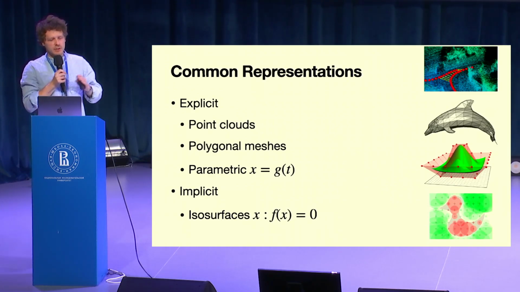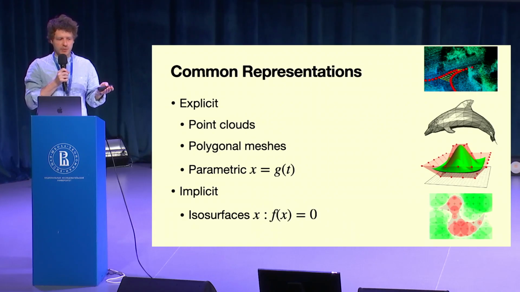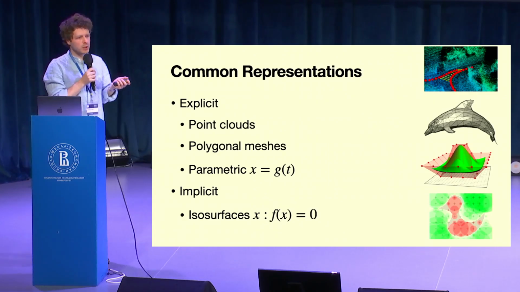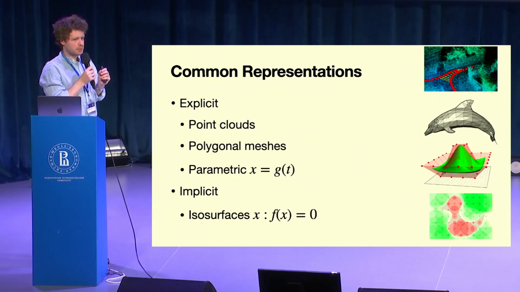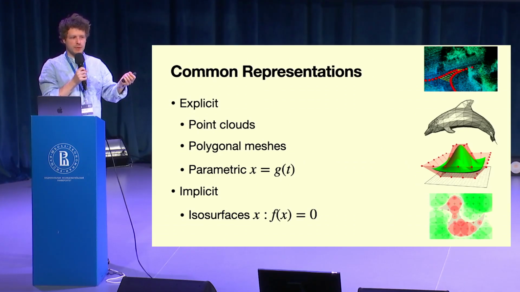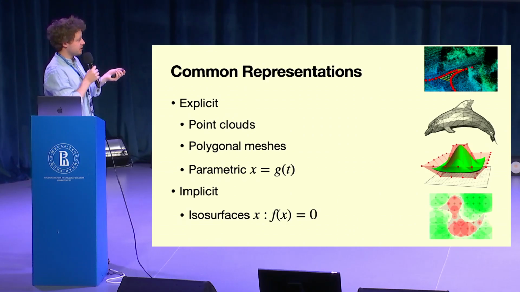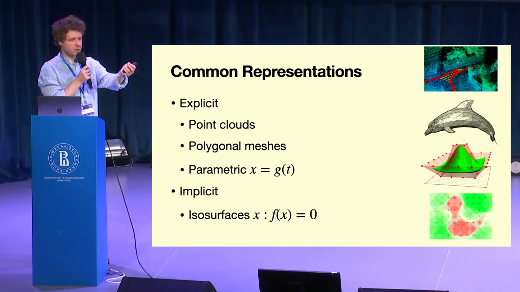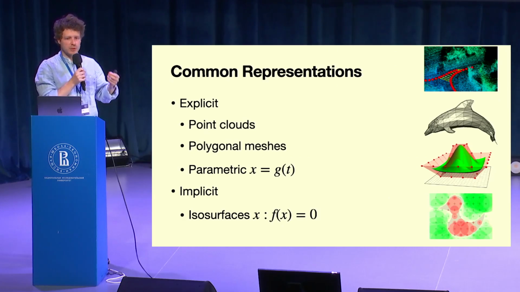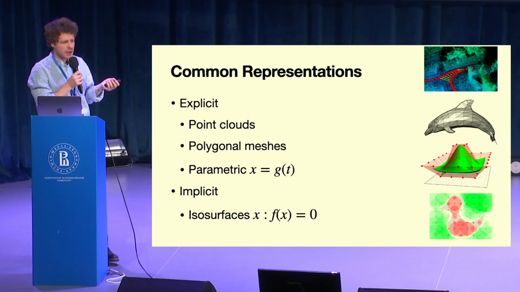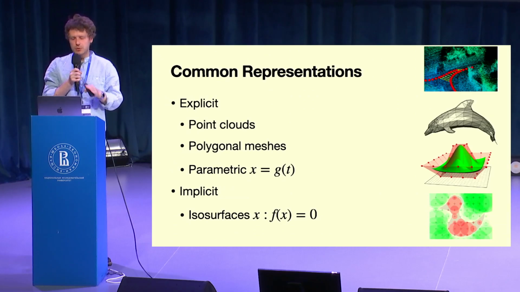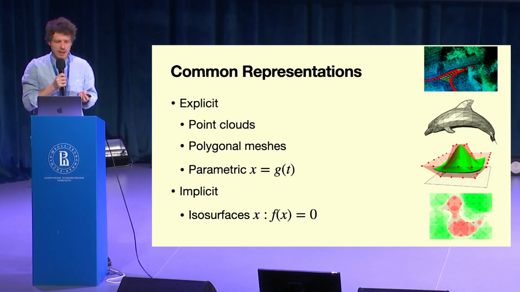Okay, so let's move on to another type of representations, implicit. While explicit representations dictated where the points of the surface are, so you were able to compute the exact locations of points on the surface, for example, by taking a point on a point cloud or taking a point on the surface of a triangle in a polygonal mesh, implicit representations do not allow you to find points on the surface as easily.